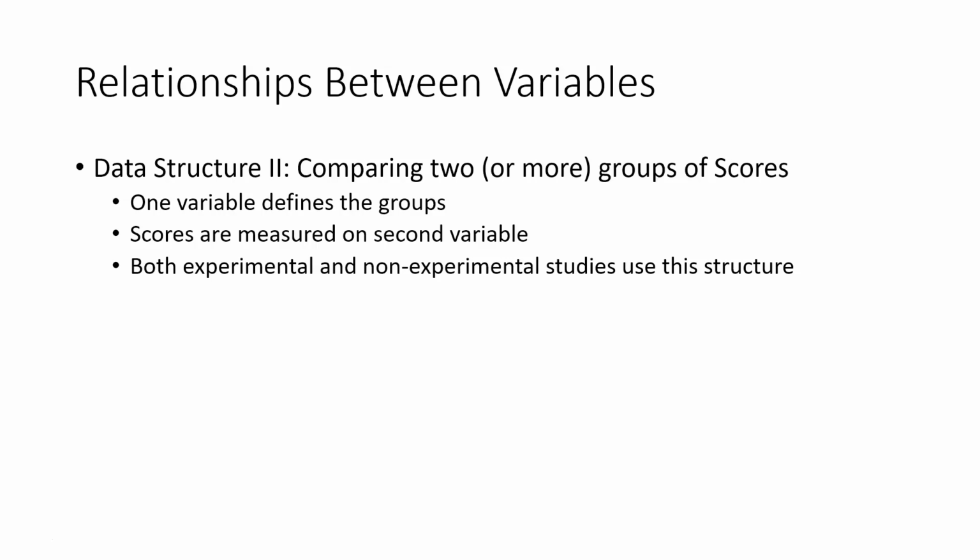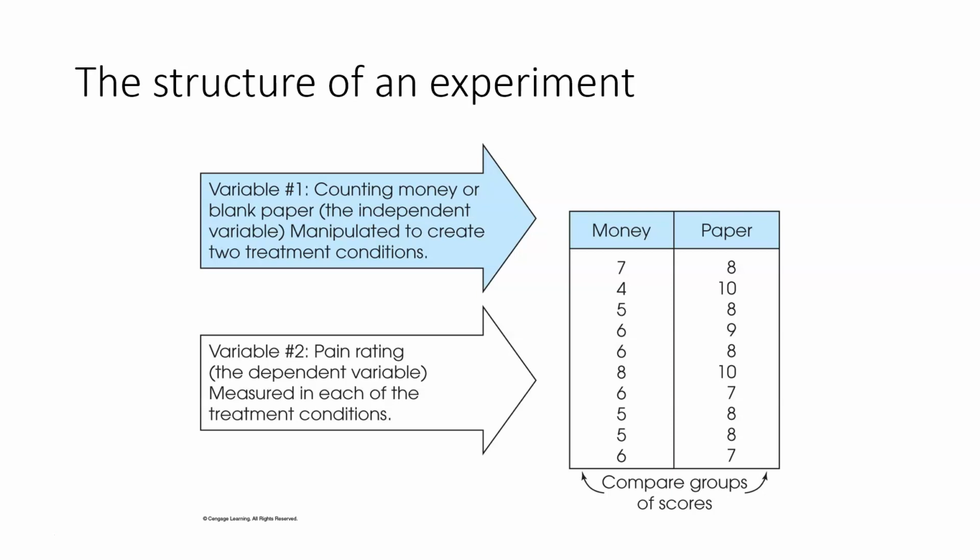Let me give you an example of how these look. The structure of an experiment typically goes like this. You would have one variable that defines the groups and another variable that measures the scores in the groups. So variable 1 in this study is counting money or blank pieces of paper. That's the independent variable. So some people counted actual money, and some people had slips of paper that were the same size and shape as money, but they were actually just counting plain paper.